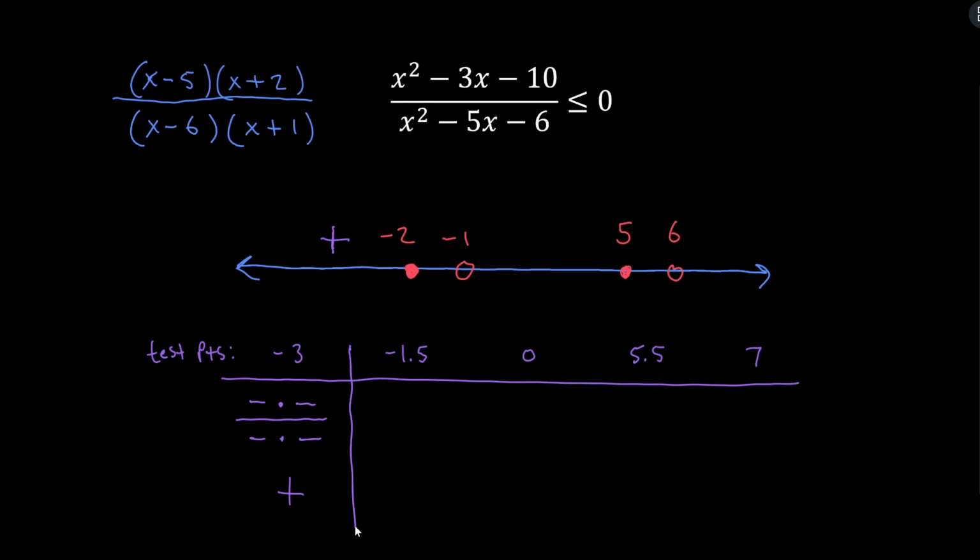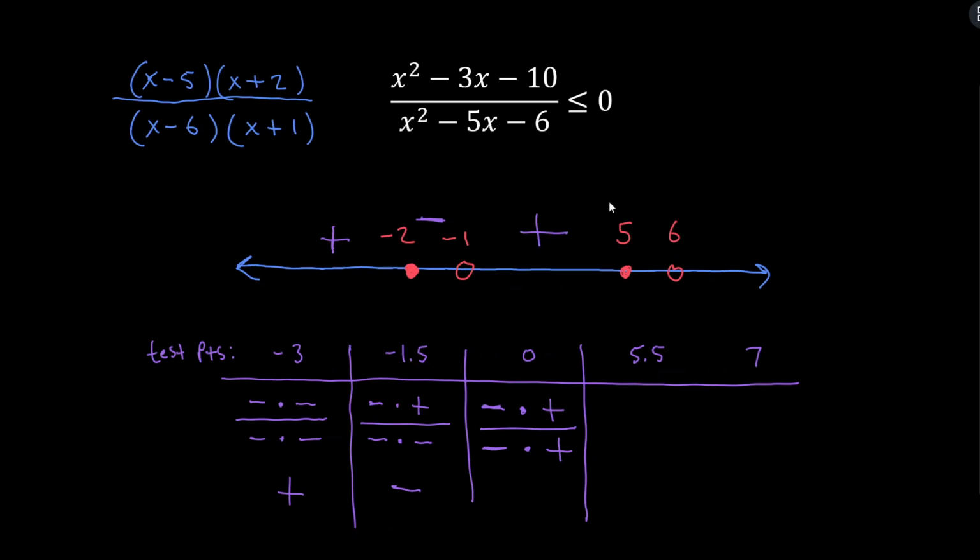Hopefully that makes sense. Let's try plugging in our next test point, -1.5. We get a negative times a positive, positive 1/2, right? Times a negative times another negative, -1/2. So now we have 1, 2, 3 negatives. So the final output is going to be negative, and we're going to write a negative in this section here, okay? All right, now let's try 0. Plugging in 0, I get -5 times +2 over 0 minus 6, that's -6 times +1. Again, I have a negative times a positive, that's going to be a negative. This is going to be a negative, and a negative divided by a negative is a positive, right?